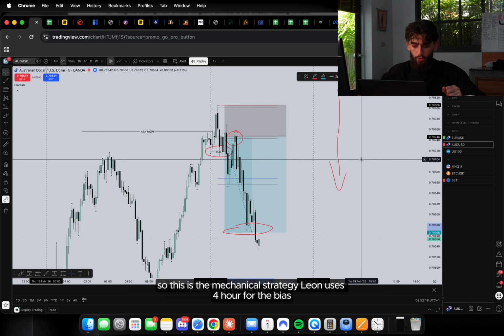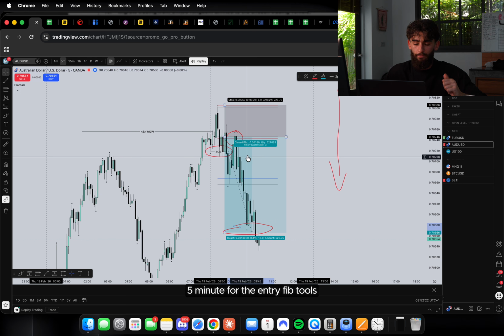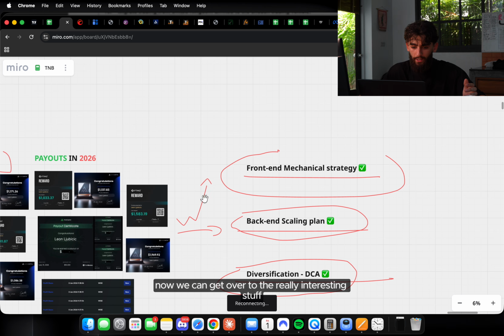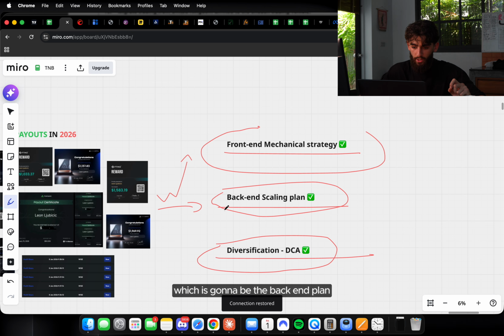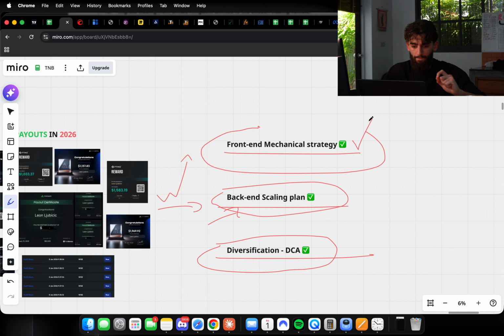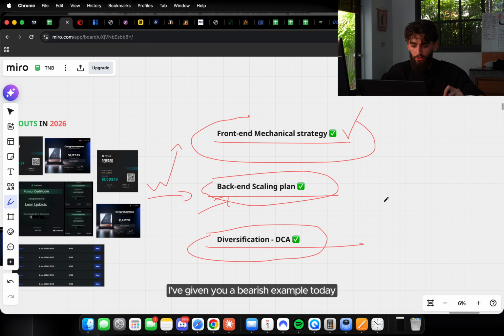So this is the mechanical strategy Leon uses. 4 hour for the bias, 5 minute for the entry, fib tools, fake outs, break of structures, in the order that I've displayed today. Now we can get over to the really interesting stuff, which is going to be the back end plan. Okay, so we've just done the mechanical strategy. That is the mechanical strategy. I've given you a bearish example today.